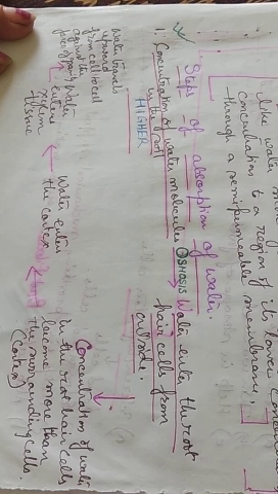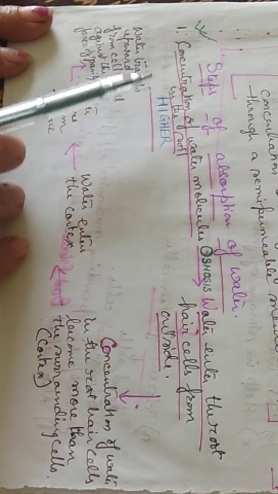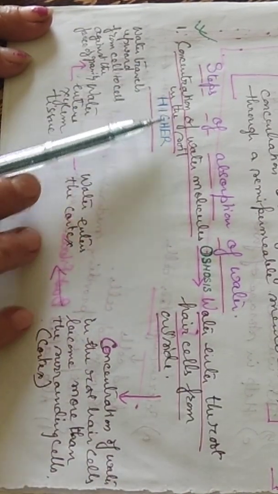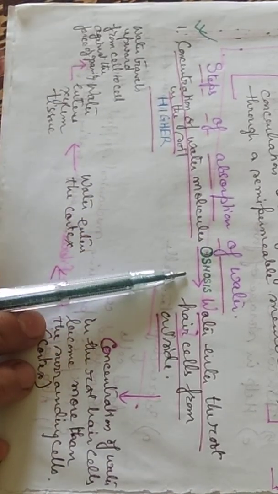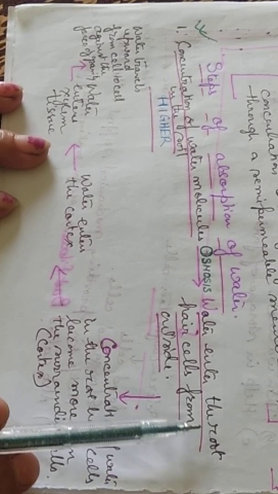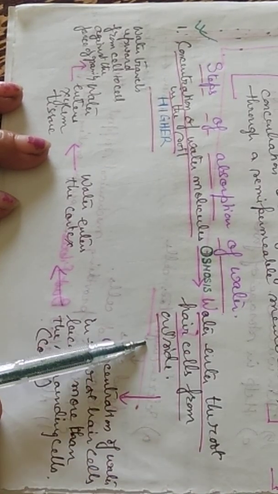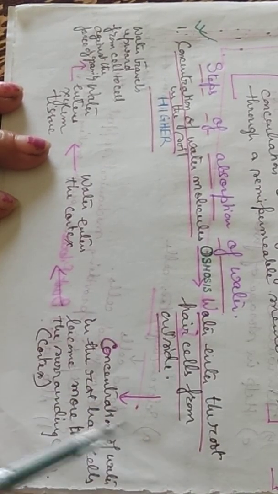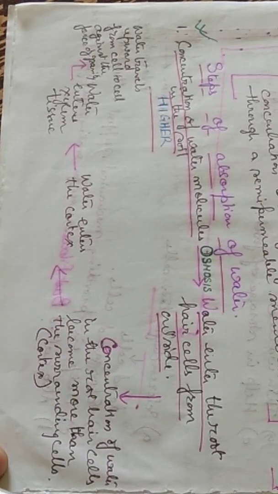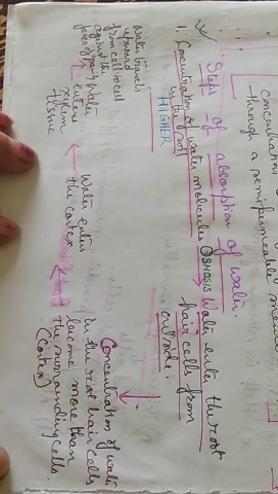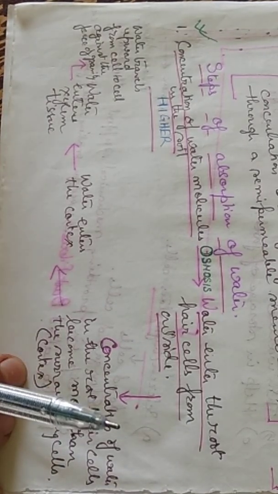I told you in the last video. So the concentration of water molecules in the soil is higher. Through osmosis, water enters the root hair cells from outside. Then the concentration of water in the root hair cells becomes more than in the surrounding cells, that is the cortex cells. Now water enters the cortex.